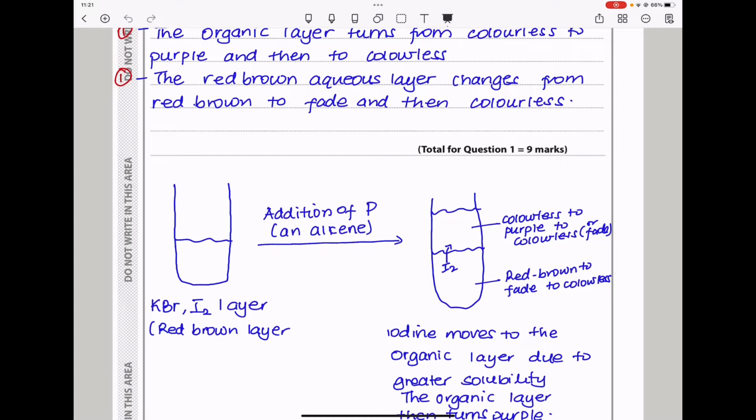However, that colorless layer is also going to react with the iodine that it's dissolving because the colorless layer has an alkene and double bonds can react with iodine. So it will turn purple and then turn colorless, or it will fade as more iodine is used up or as more iodine reacts. Now for this layer, it's going to lose more iodine. So I could say it's going to turn from red-brown to fade, and there is a possibility that it could turn colorless if all the iodine can go to the other side.